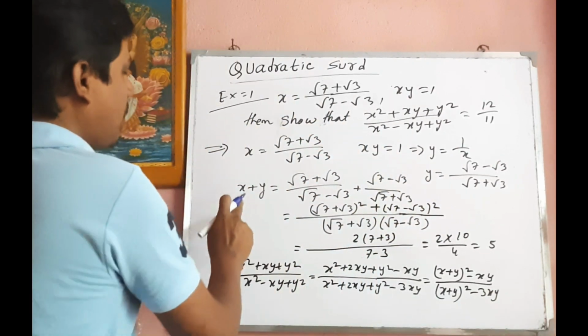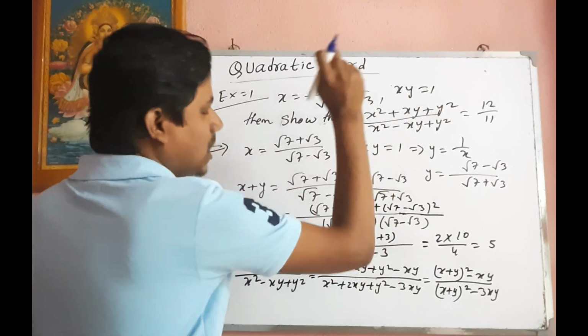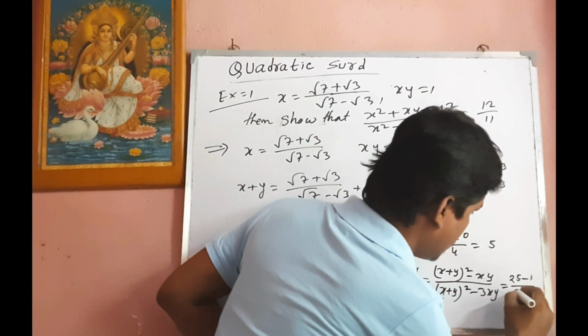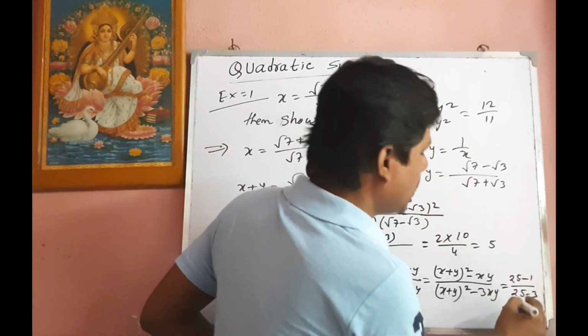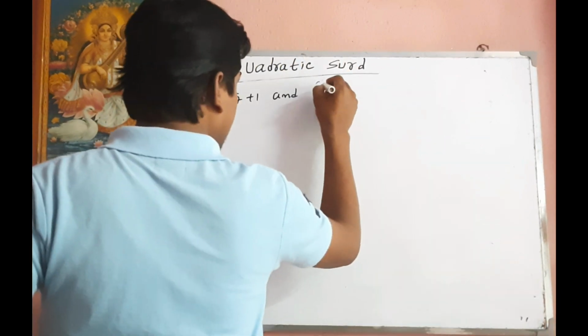Now, putting the value of x plus y as 5 and xy equal to 1, we get 25 minus 1 and 25 minus 3. Now calculating, we get 12 by 11, which is our required result.